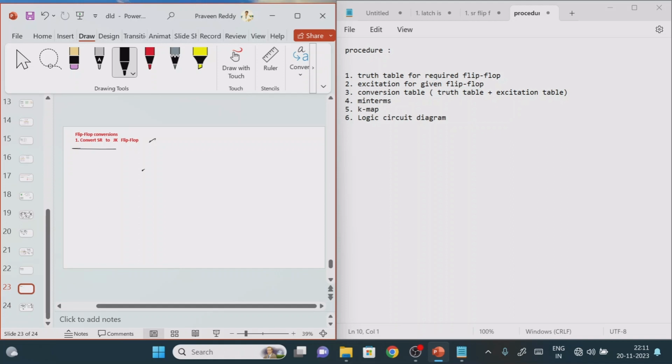So the first step we have to do is draw the truth table for the required flip flop, then the excitation table for the given flip flop. First we'll try to understand what this means, then we'll go to the next step. So truth table for the required flip flop, then excitation table for the given flip flop. What do you mean by that?